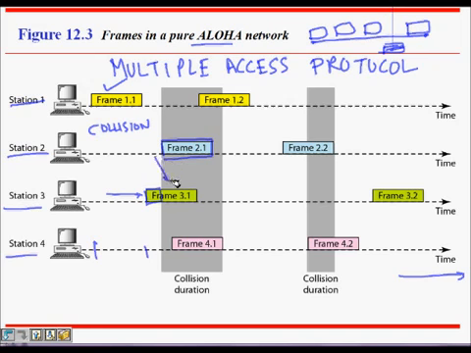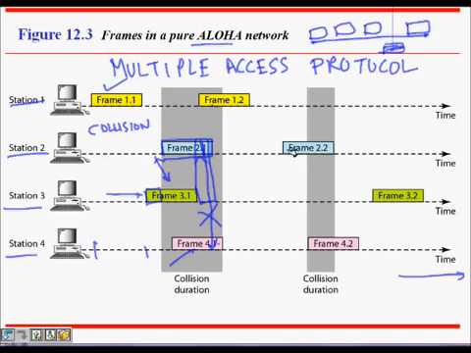So these two will now collide. Some part of it will go without any collision, but it will now collide with frame 4.1. So some collision takes place between these two, and then between these also, frame 1.2. So all four frames will get corrupted, and none of them will be successful. Even when one of your bits collides, there will be a collision and the whole frame will be corrupted.